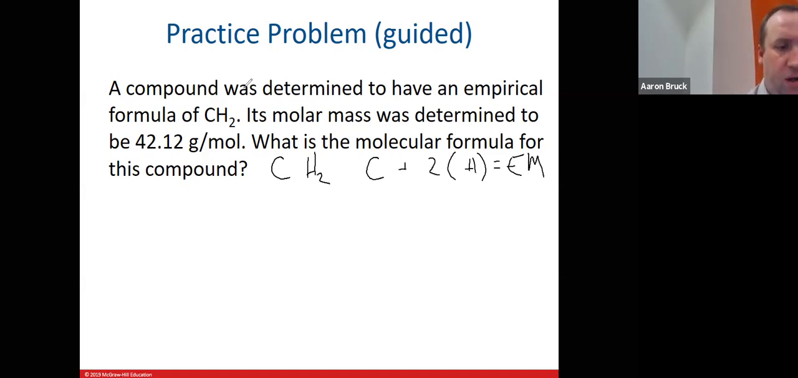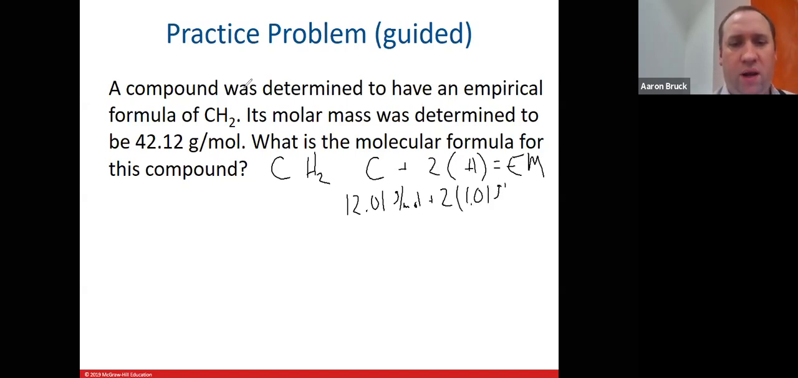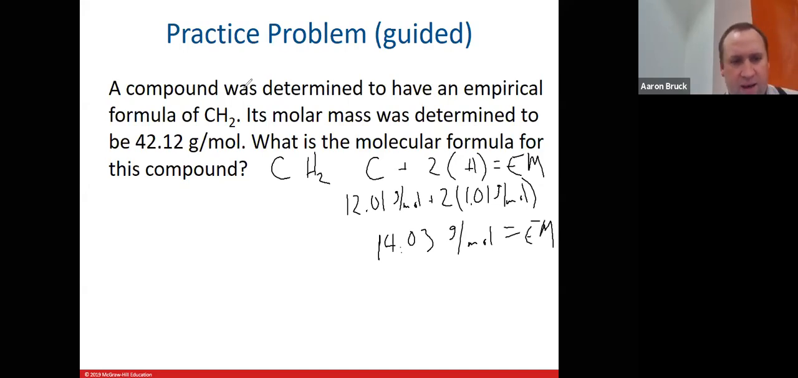Molar mass of carbon, 12.01 grams per mole. Molar mass of hydrogen, 1.01 grams per mole. And so if I put those together, I get 14.03 grams per mole as my empirical mass. Now I compare these two masses to each other. How do I do that? By division.